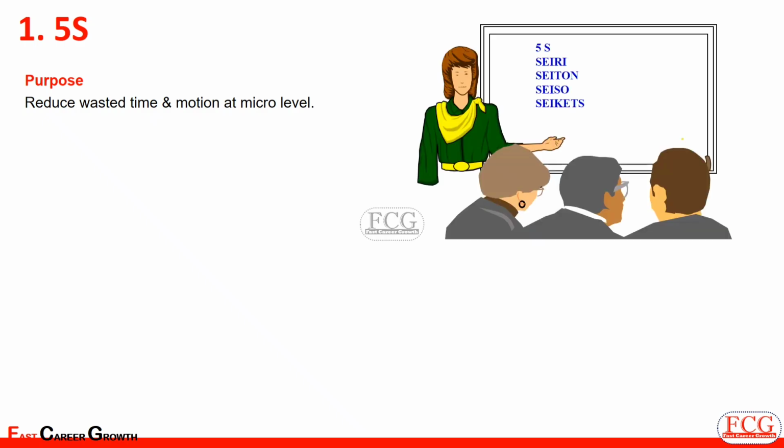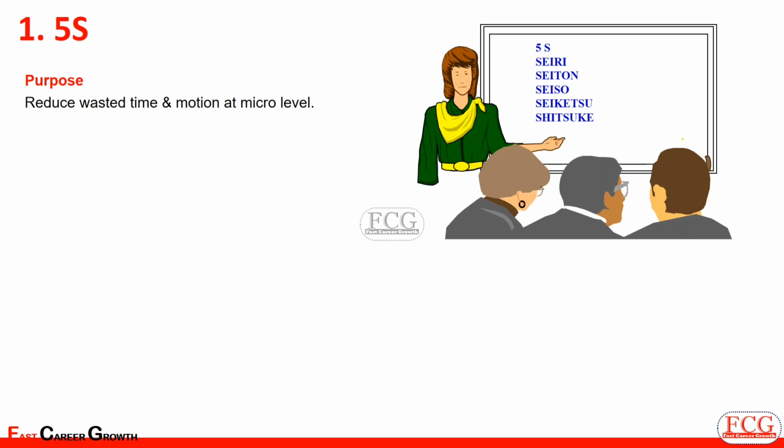The 5 steps of 5S are Seiri, Seiton, Seiso, Seiketsu, Shitsuke. These are Japanese terms. First S means sort all the materials. Second S means set in order all the materials. Third S means shine all the materials. Fourth S means standardize the process for maintaining. Fifth S means sustain the system.